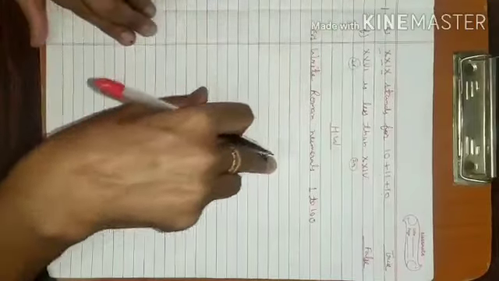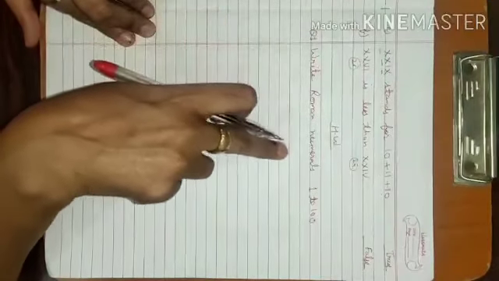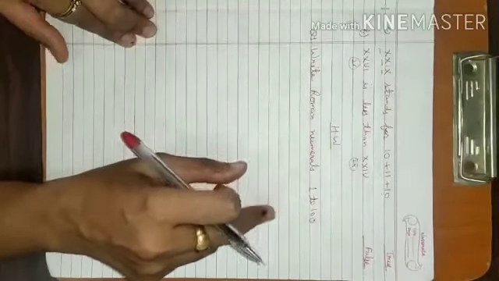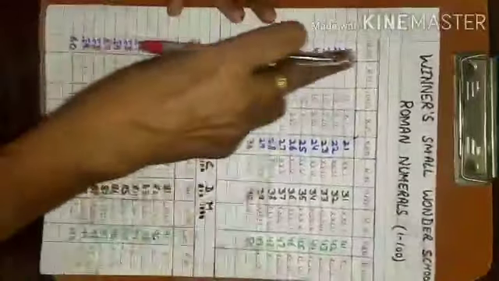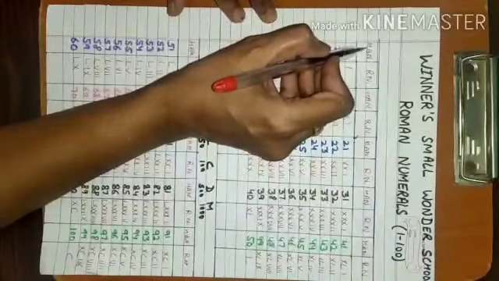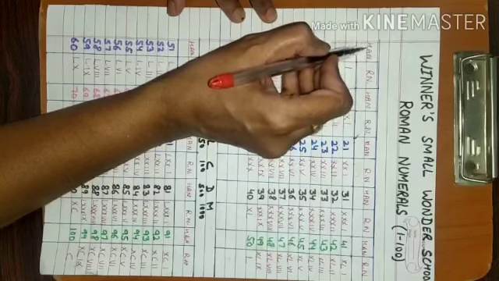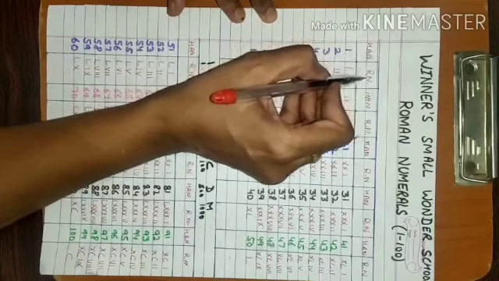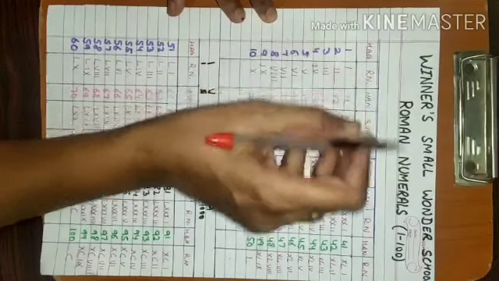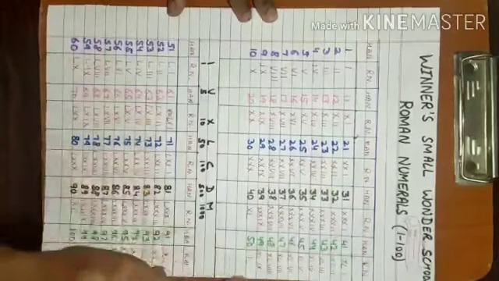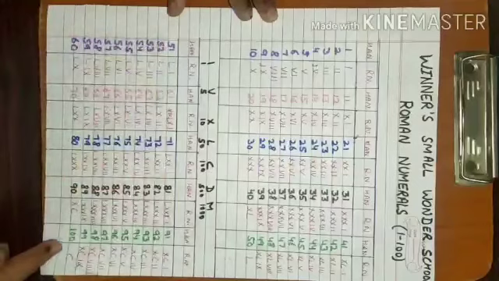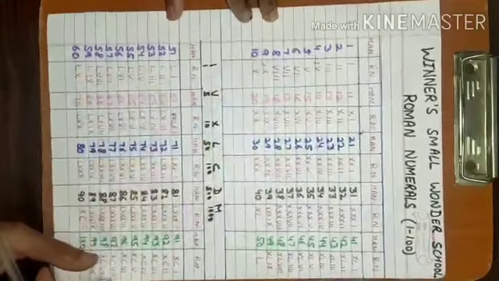Now, today's homework: write Roman numerals 1 to 100. This one is your homework. Okay, write the same tables. First, HAN means Hindu Arabic numeral, and RN means Roman numeral. Roman numerals 1 to 100, this type of table. Okay, this one 50 and 51 to 100. Okay. Now, thank you.